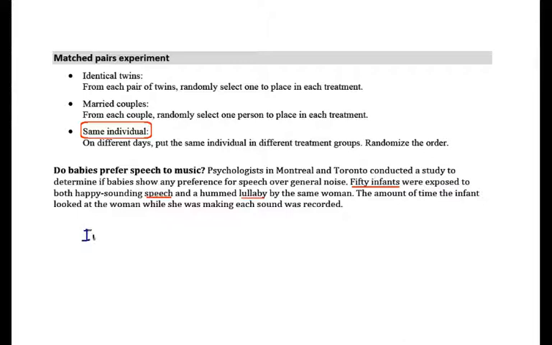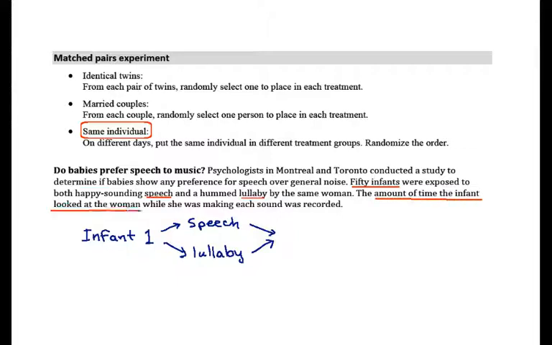So that what we have is infant 1 gets speech and lullaby, and then we're going to compare the response variable, in this case the amount of time that the infant looked at the woman, right? So we'll just call that time here. And for infant 2, we would have the exact same thing.